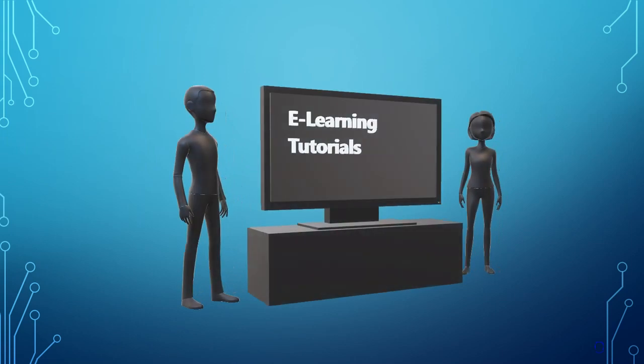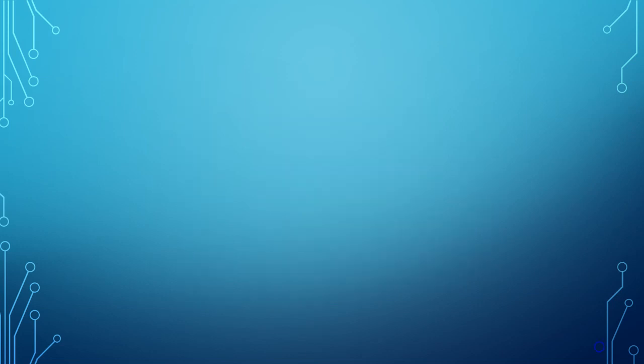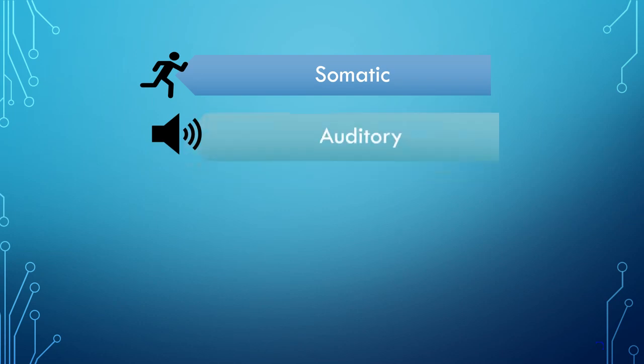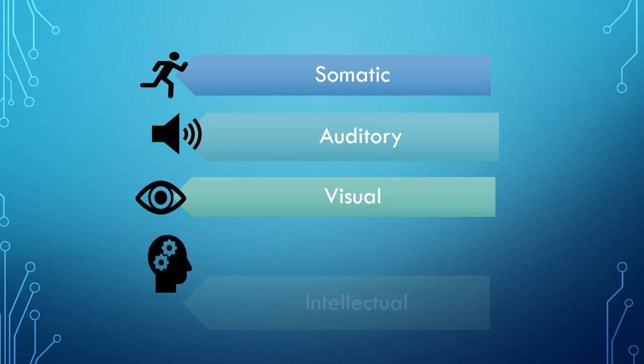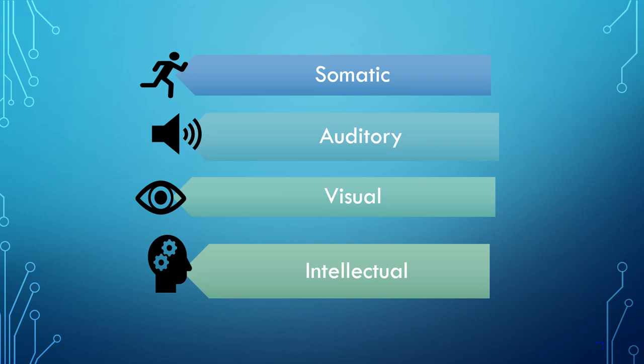The RID model incorporates appeal to all learning styles and sensory modes. Somatic, learning by moving and doing. Auditory, learning by talking and hearing. Visual, learning by observing and picturing. And intellectual, learning by problem solving and reflecting. While using one or more elements together can be used, using all four within the learning experience enhances learning by addressing all learning styles.